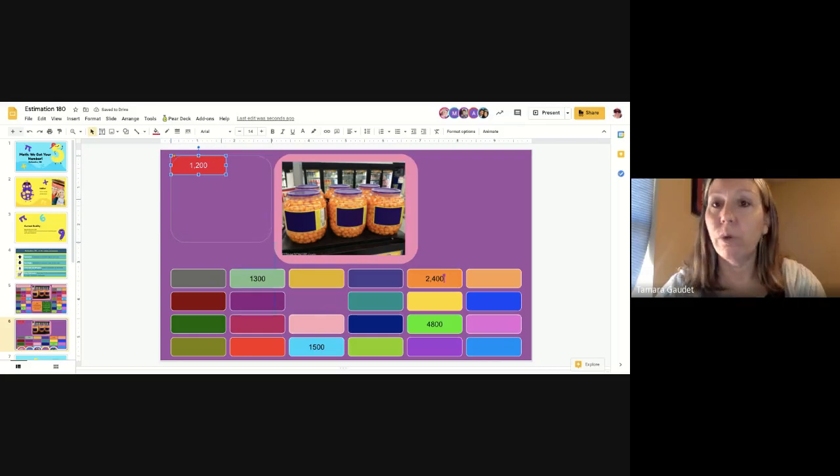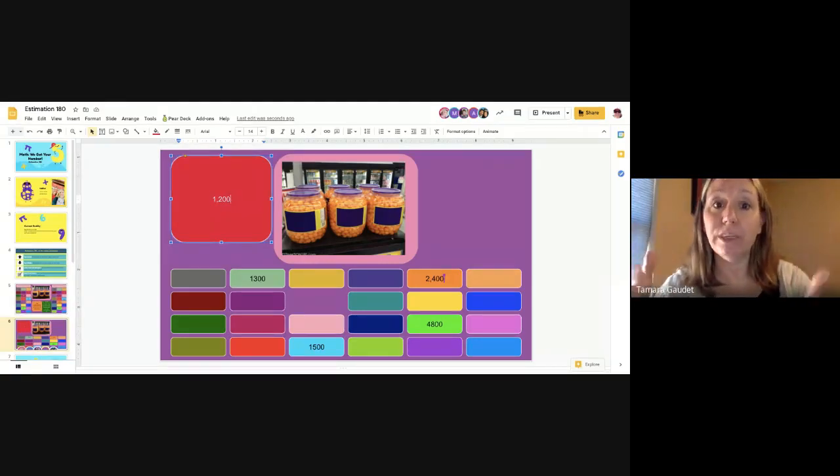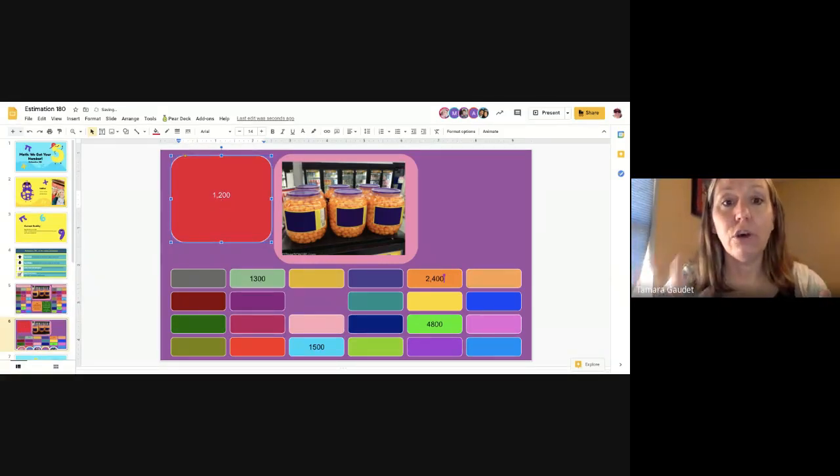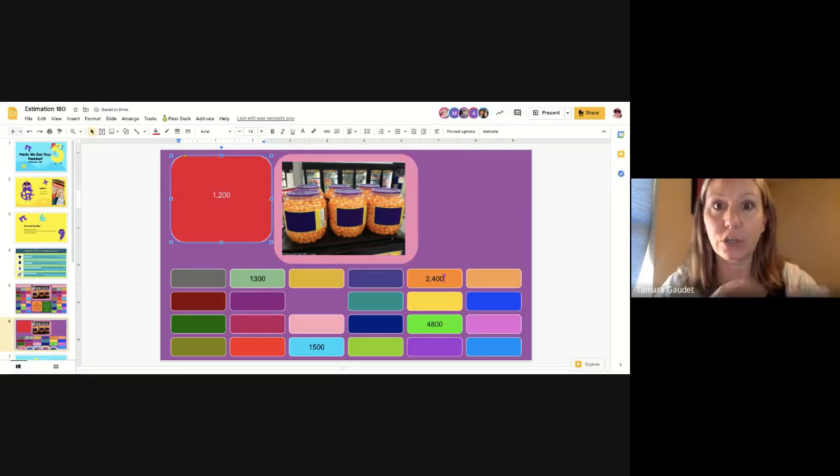And again, we talk about our thinking and our reasoning, because remember with estimation, it's not a willy-nilly guess. There has to be a true reasoning to our guess. So I'm going to pick my 1,200 since it's a little on the lower end of an actual guess. And can you tell us your reason why you picked that?